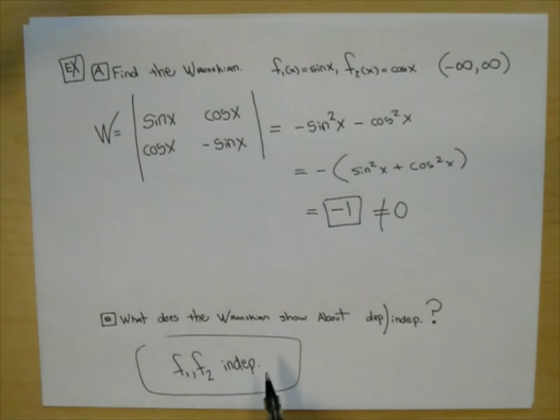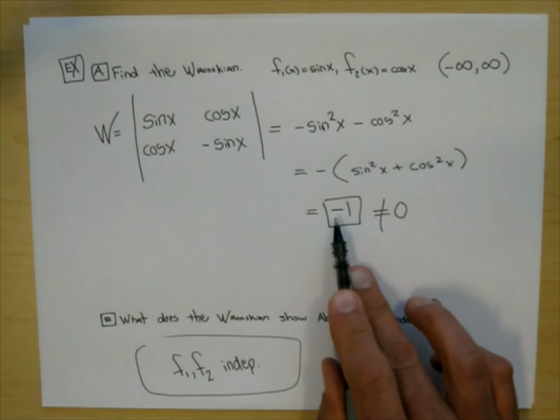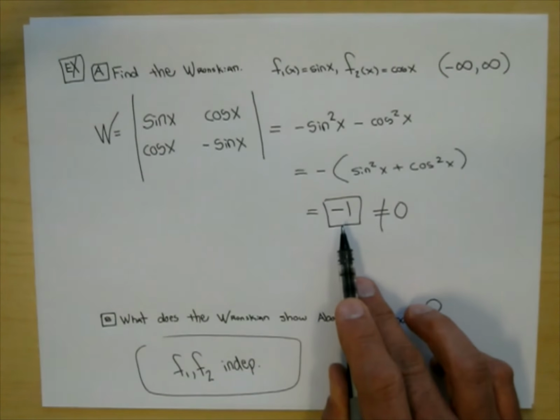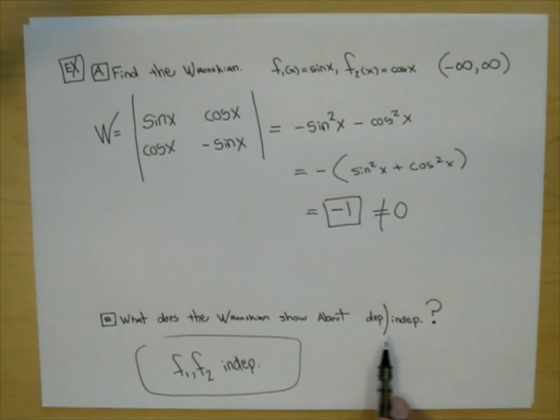So f1, f2 are independent. That's the only thing the Wronskian can show, is independence. The Wronskian can never show that things are dependent. So if the Wronskian was just exactly 0, then the Wronskian would be inconclusive about dependence and independence.